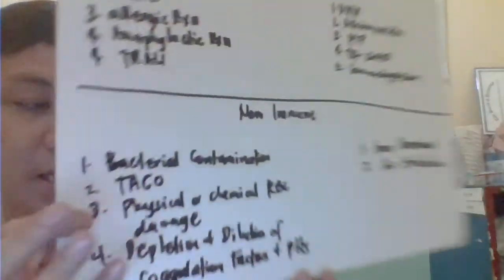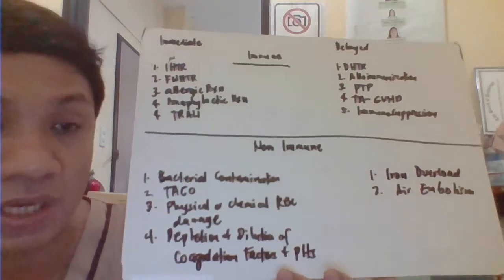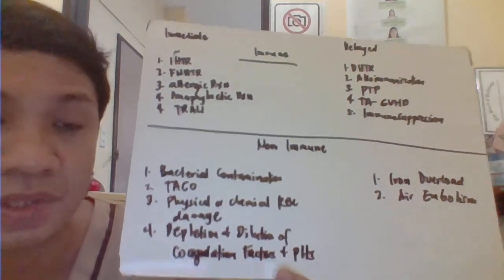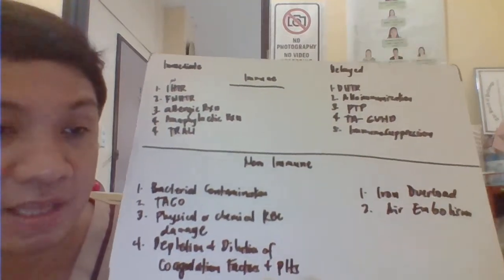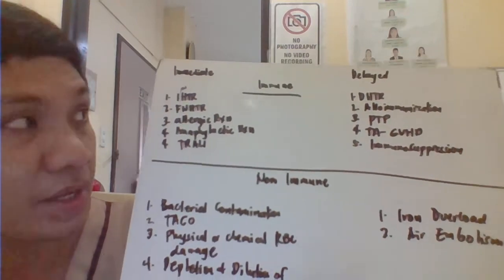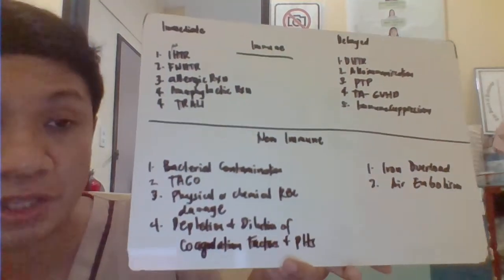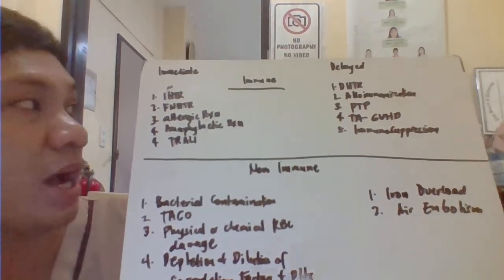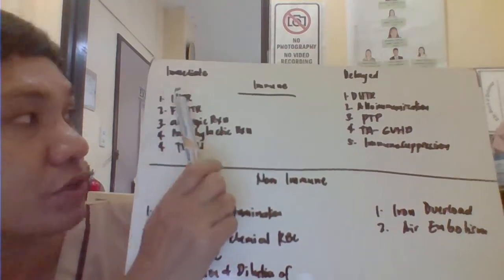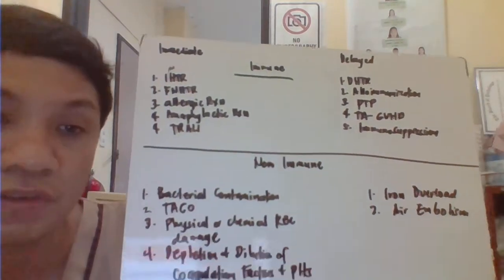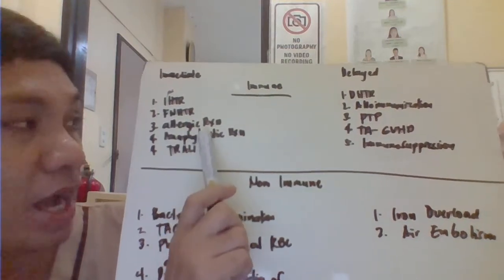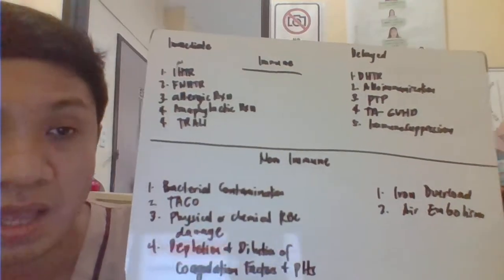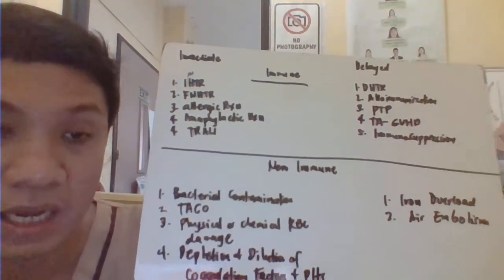So we have here the summary of the different transfusion reactions as to classification, immune versus non-immune. Again, the immune ones are transfusion reactions which involve an antigen antibody reaction, classified as immediate. Immediate ones occur within 24 hours of your blood transfusion. This includes the following reactions: immediate hemolytic transfusion reaction, febrile non-hemolytic transfusion reaction, anaphylactic reaction, anaphylactoid reaction, allergic reaction, and TRALI or transfusion-related acute lung injury.